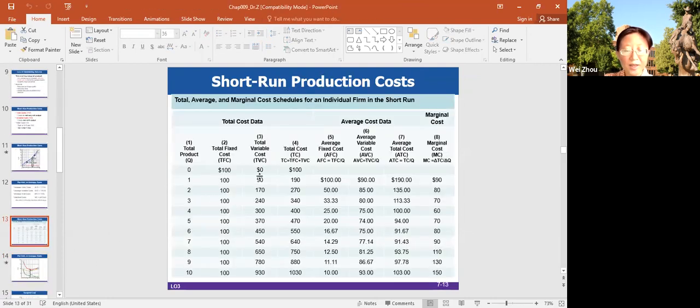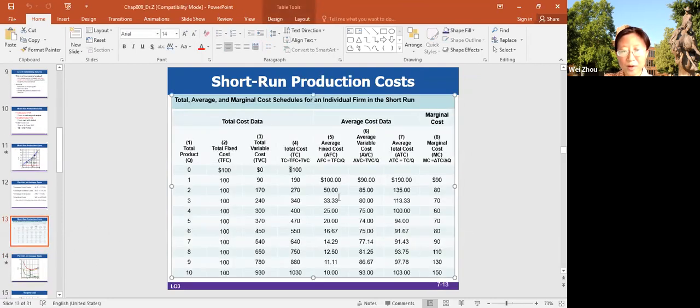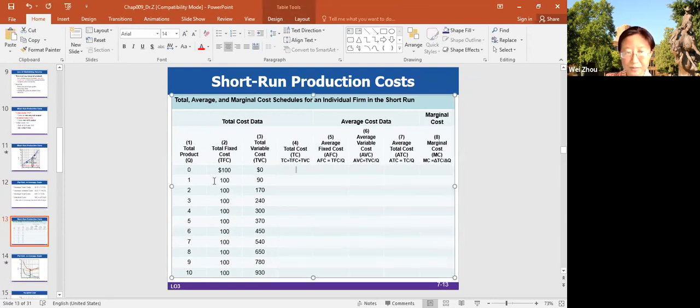And then we tell you, you need to know how to calculate the total fixed cost if we give you total cost, and how to calculate total cost, average fixed, average variable, average total, and marginal cost when they give you total variable cost. Okay, in your assignment, you are required to do this calculation.